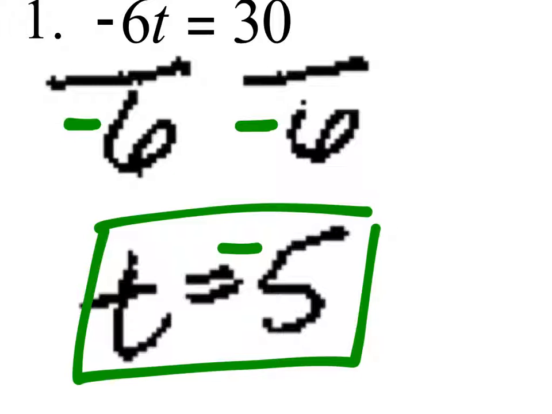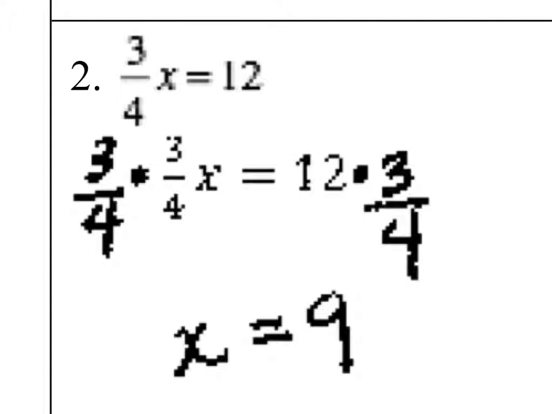And yes, they should have divided by -6, because -6t divided by 6 gives us a -t. That does not get rid of the negative there. Explain the mistake.